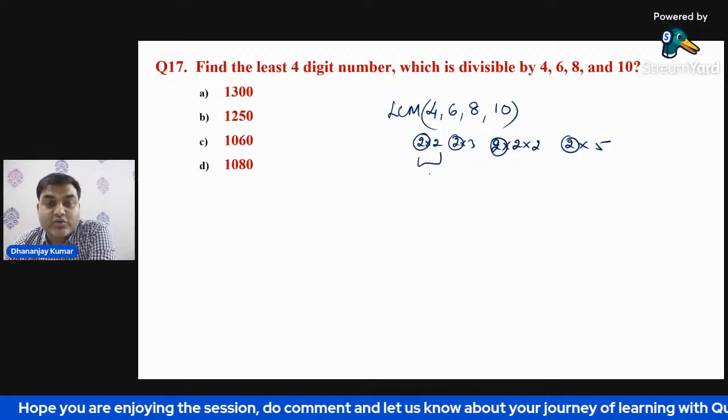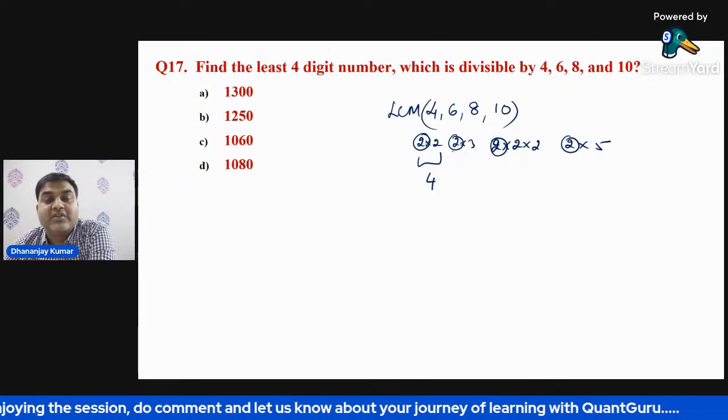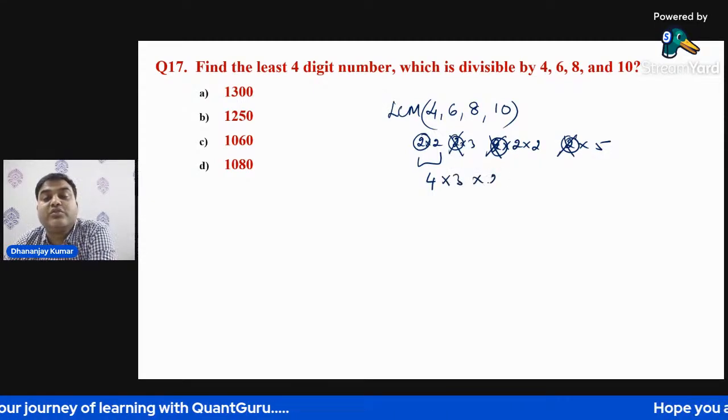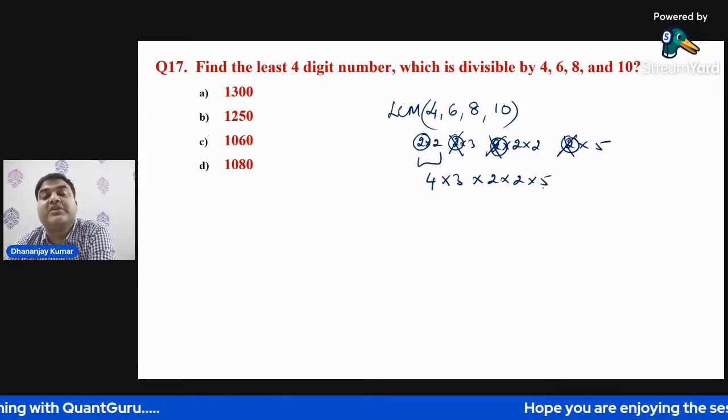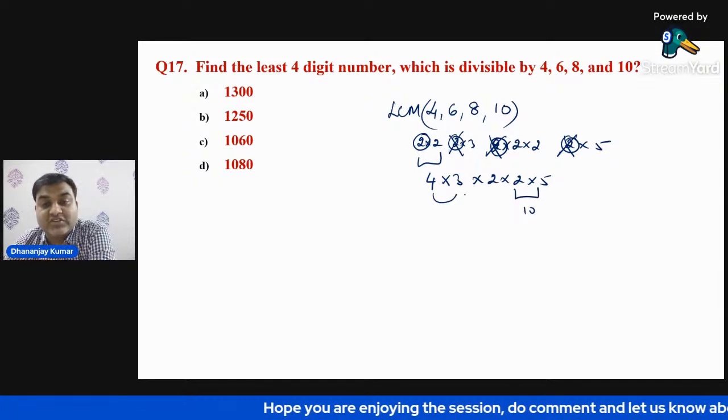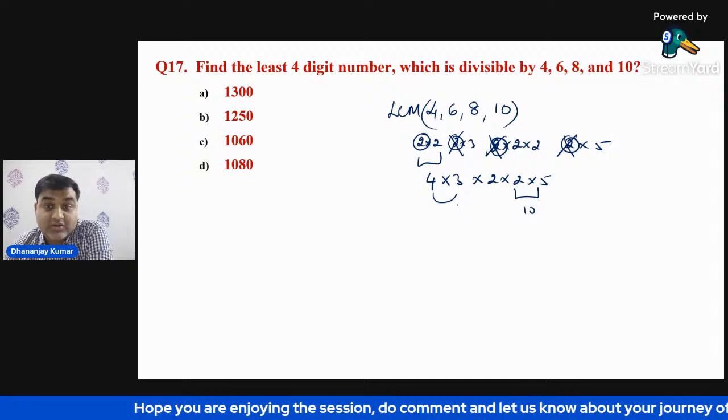So okay, 2 into 2 is 4, you write 4. Then in these all, the 2 you leave. Why? Because once 2 is written, right? So 4 into 3 into 2 into 2 into 5 is going to be the answer, right? LCM. So this is 10, this is 12.